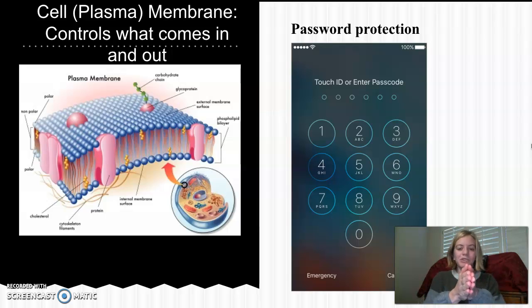And this is my hand motion for cell membrane. Cell membrane. And this controls what comes in and out of the cell. It's kind of like the security guard of the cell and can prevent bad things from getting in and also keep what's supposed to stay in the cell inside the cell. So this is kind of like the password protection on your cell phone. It keeps out people who don't know the password. Those are people you wouldn't want using your phone. So the cell membrane controls what comes in and out of the cell.